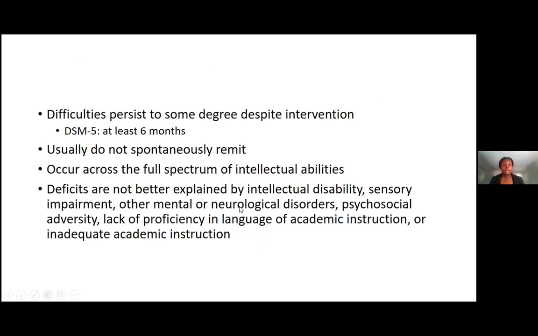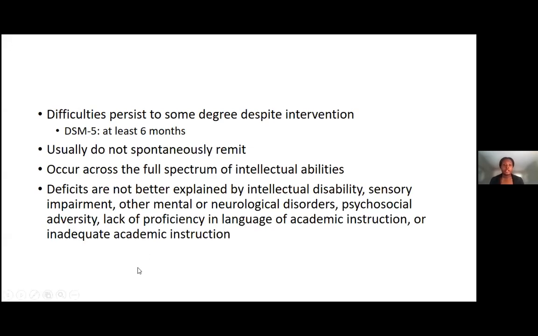All right. Now, other features of a learning disorder is that it's really important to note that these represent deficits, not delays. So you may hear me use the term deficit. And by that, I mean that these are difficulties that we're observing, that they're persisting to some extent, despite the provision of interventions. And we'll talk more about diagnostic processes in a moment. But for this community of trainees and learners in neuropsychology, when we're thinking about the DSM-5, we're quantifying this a little bit. So we're thinking about difficulties that have been persisting for at least 6 months.